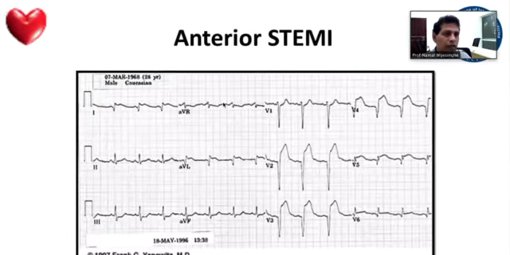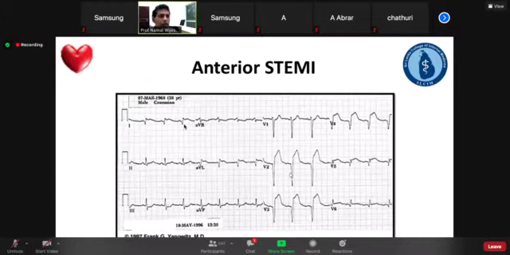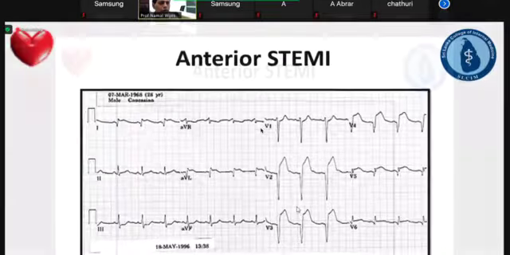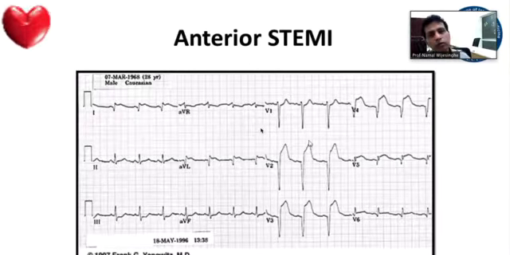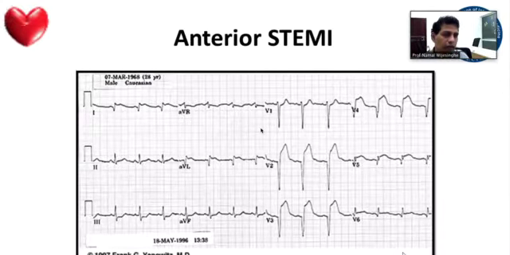This is another anterior ST elevation MI. We call it an extensive anterior MI because in V2, V3, V4, V5, V6, L1 and AVL, all the leads, both the anterior septal wall and the anterior lateral wall are affected. So this is another anterior STEMI, an extensive anterior STEMI. A big area of the anterior wall is affected.